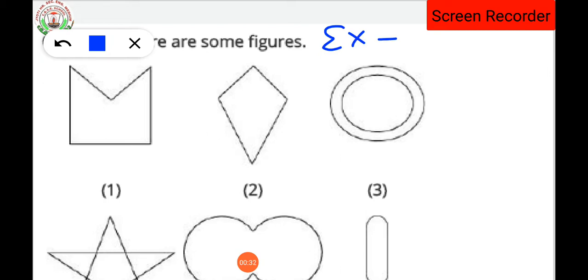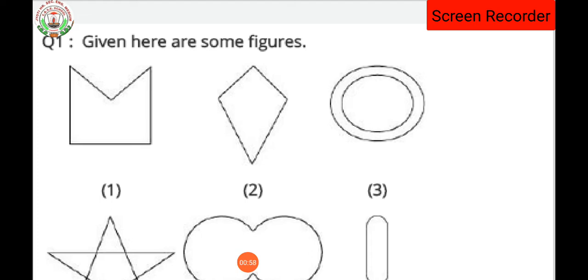Exercise 3.1, first question. This is the first question. So what is the first question we are having over here? Here the first question is, given here are some figures. Chapter number 3, understanding quadrilateral, exercise 3.1 we are going to see. So the first question is, given here some figures. So here some figures are given.